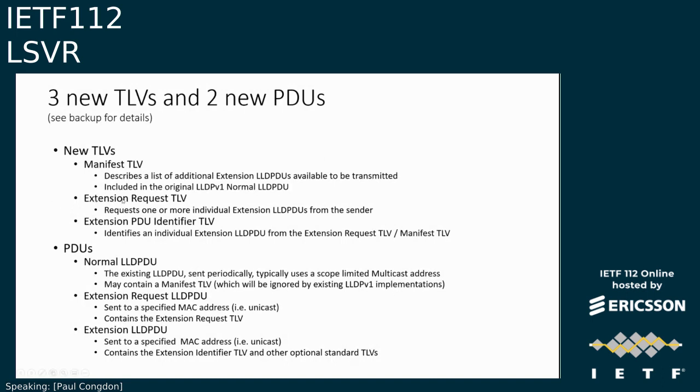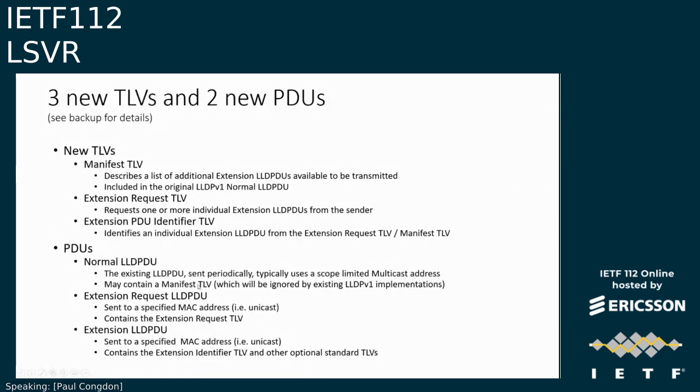And then when you send a request for one of those PDUs, you include this extension request TLV. And then when you're sending your extension PDU, you add the extension PDU TLV to the frame. So there's 3 new TLVs, and then these are the PDUs. There's already the quote normal PDU, so that one remains the same. It looks the same. However, if you add this manifest TLV, then you're now saying I have more data.